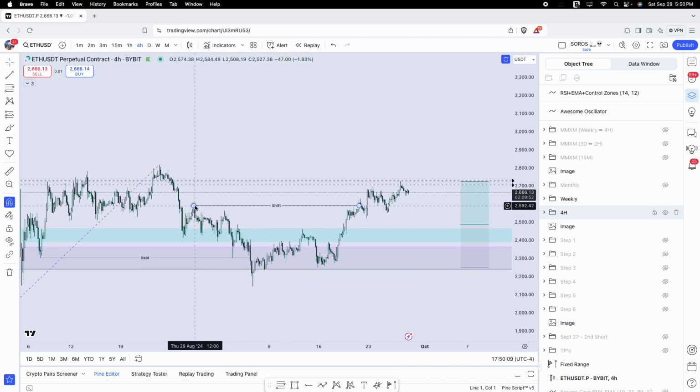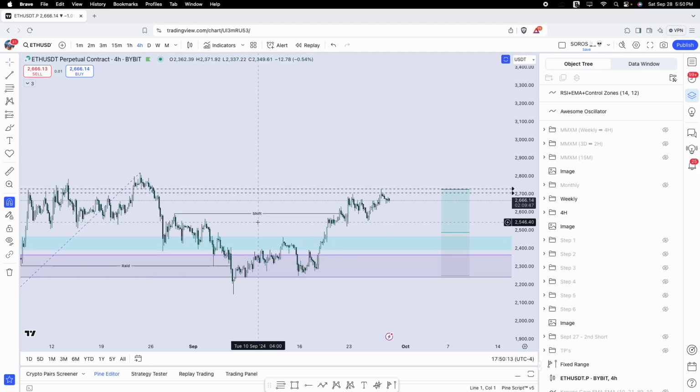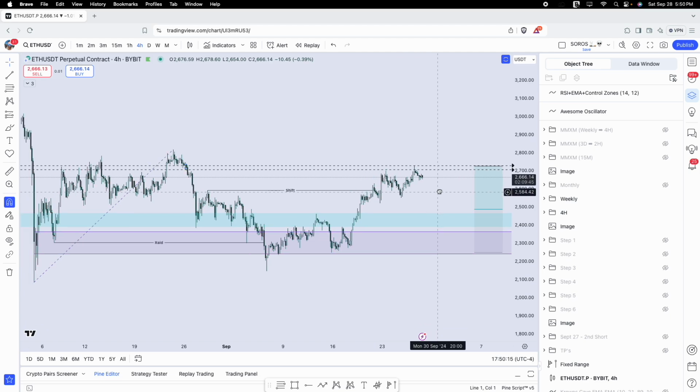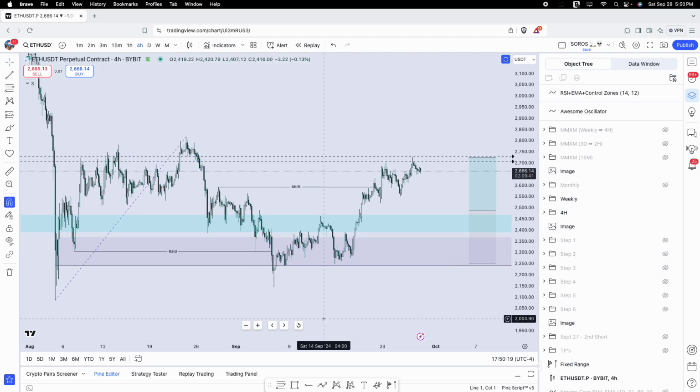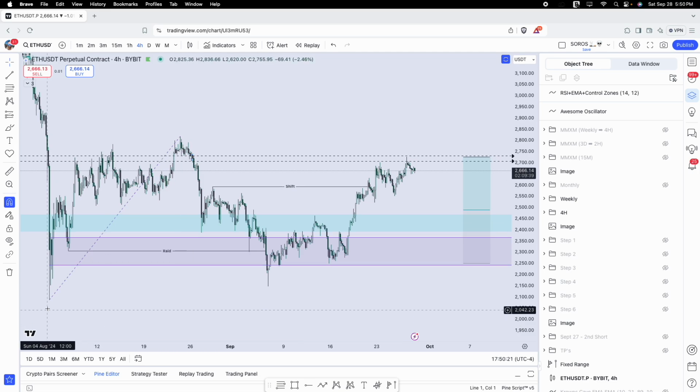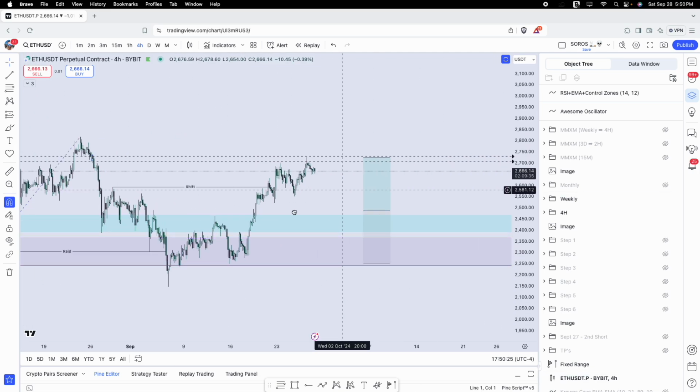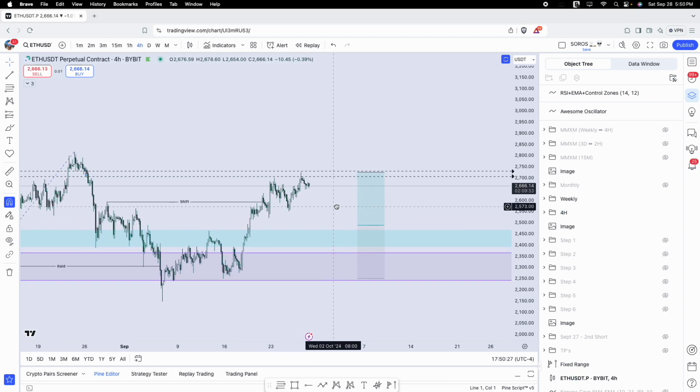The high that formed before the raid of the internal range, you want to see a shift above that, which we have over here. So now we have all the elements on the 4-hour chart to look for a swing long entry. So optimal trade entry, raid, shift. Now we have a new dealing range.